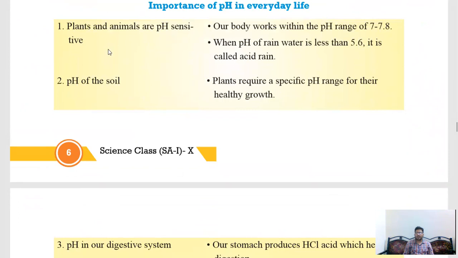Next, importance of pH in everyday life. Plants and animals are pH sensitive. Yes, all plants and animals are pH sensitive. Our body works within a pH range of 7 to 7.8, that should be maintained. When the pH of rainwater is less than 5.6, acid rain occurs.